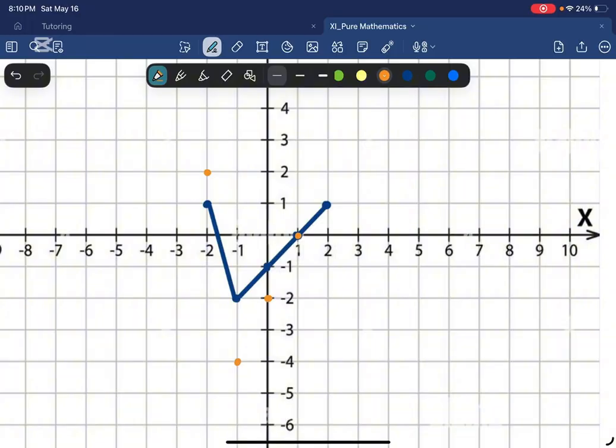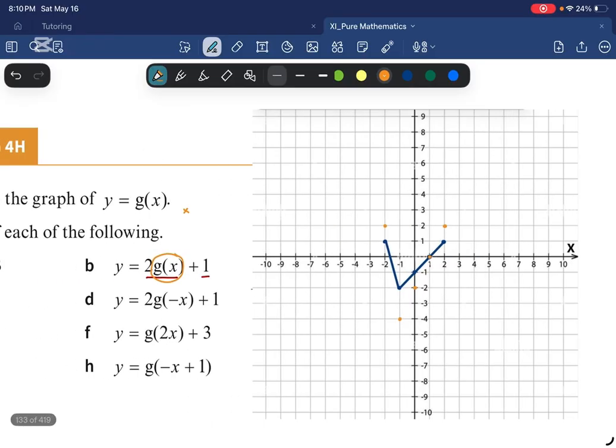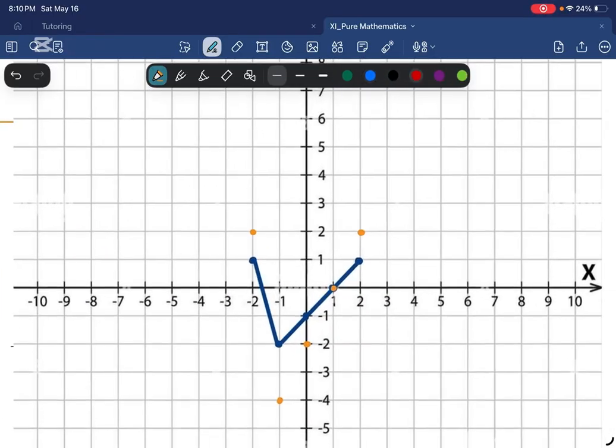Output is 0 times 2 is 0. Output is minus 1 times 2 is positive 2. So I get my orange points. And now I need to add 1, right? Shift up by 1. So my final answer is going to be my points in red. All the points in orange shifted 1 unit up.